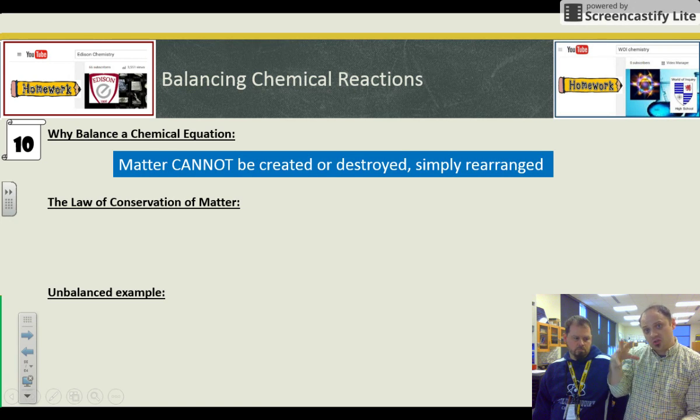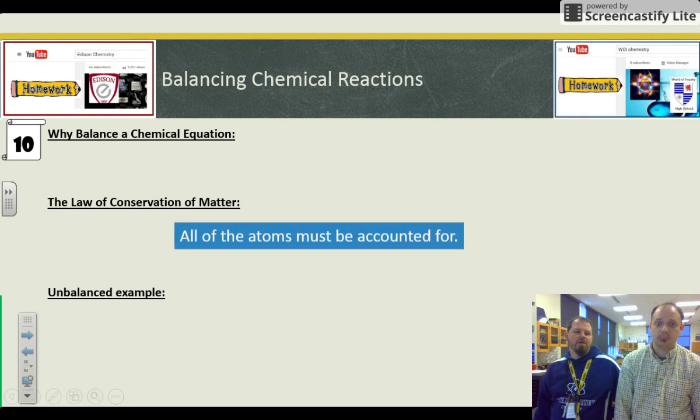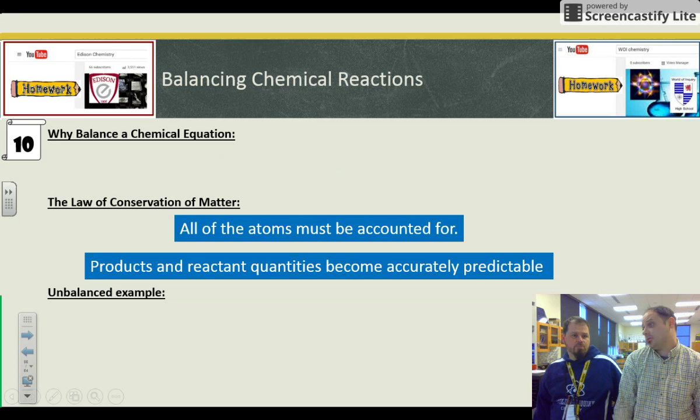Especially if it's a sealed system, which is kind of how we're imagining these reactions occurring, nothing can go missing. It's all still there. So we have to balance a reaction to show where it came from and where it goes to. Can't be created or destroyed, just rearranged. All atoms have to be accounted for in a chemical equation.